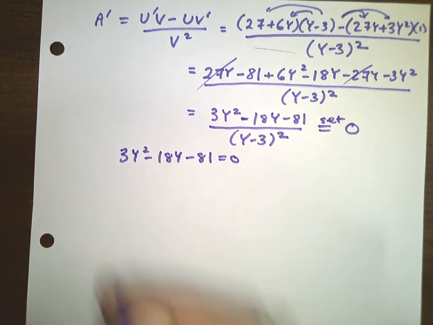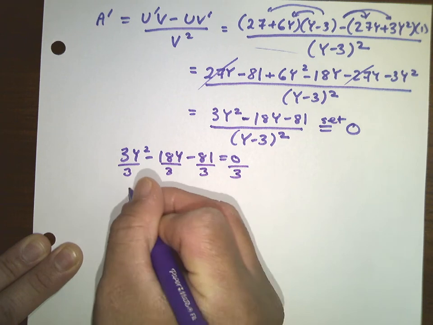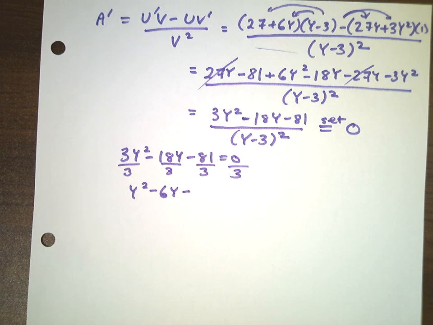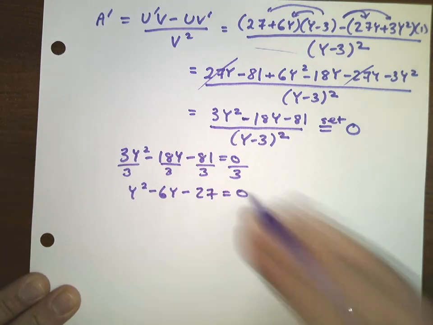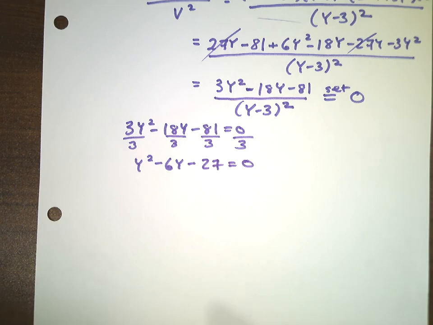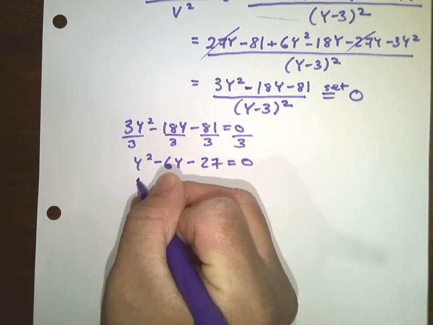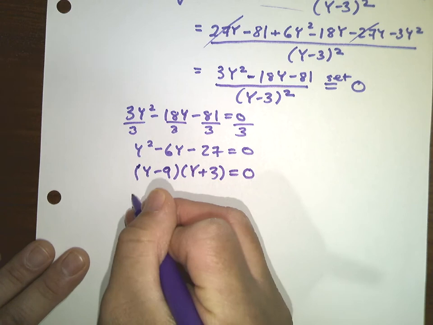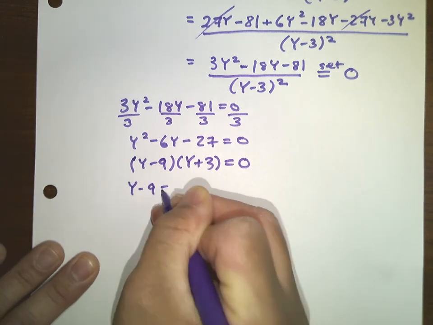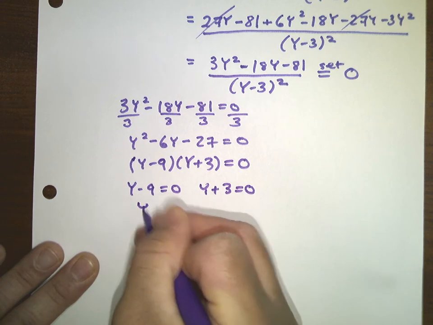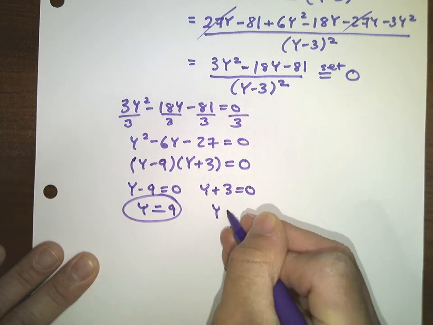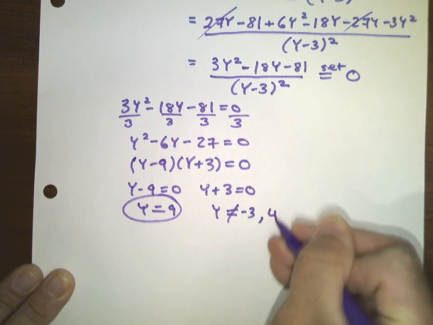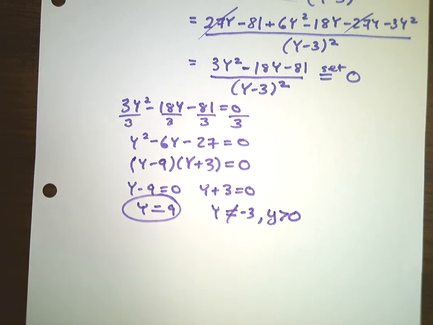Then I can divide by 3, so y squared minus 6y minus 27 equals 0. Then you can factor this into y minus 9 times y plus 3 equals 0. So you set both factors equal to 0: y minus 9 equals 0, y plus 3 equals 0. If you add the 9, you get y is 9, or if you subtract the 3, you get y is negative 3. But this cannot be a solution because y has to be greater than 0. So y has to be 9.